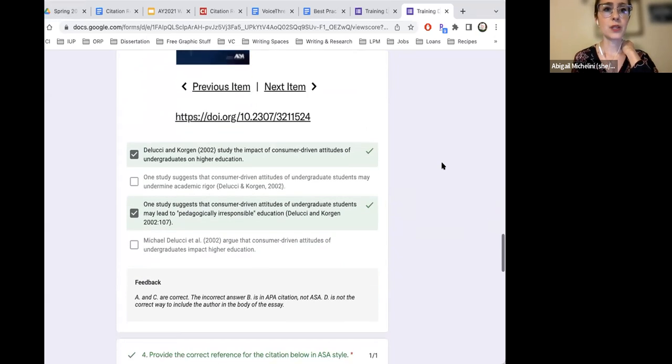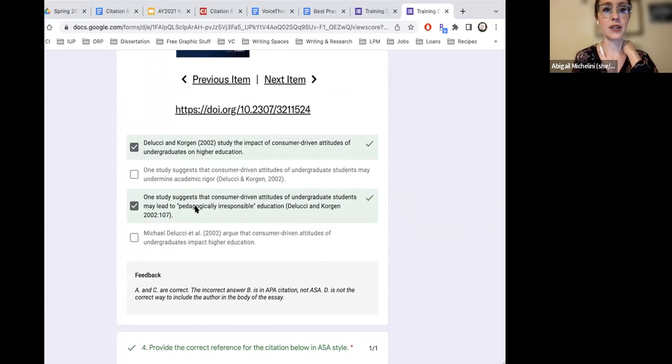Okay. So we're looking at the reference citation here. And right away, I know that it's different than APA, right? So here it is in APA format, DeLucci and Corrigan, comma, 2002. That's an APA reference. So I know that's not right, right? The other thing is the et al here. This is not right because there's only 2 authors. So I've eliminated that one.